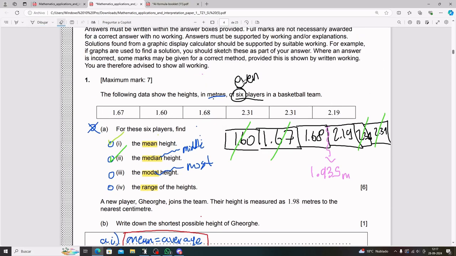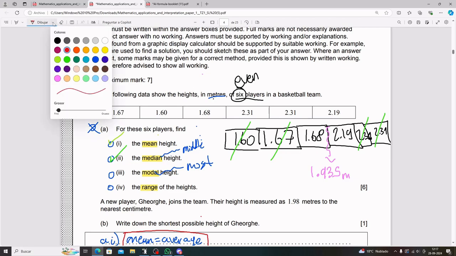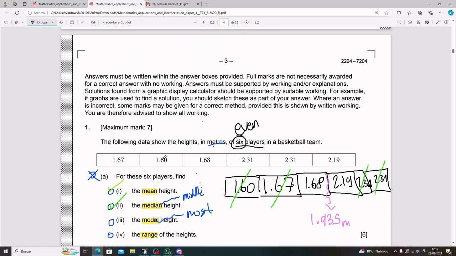And so which height shows up the most? We'll take a good look. The 1.60, does it show up again? Nuh-uh, you only have one 1.60. The 1.67, does it show up again? You have a 1.68, which is really close, but it's still not 1.67. So 1.67 shows up only once. 1.68 shows up only once.